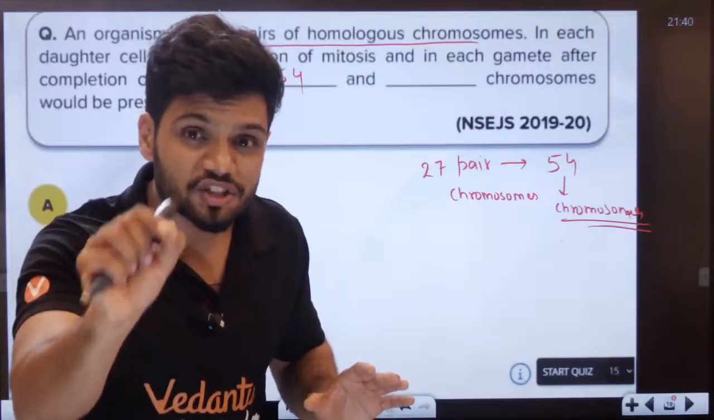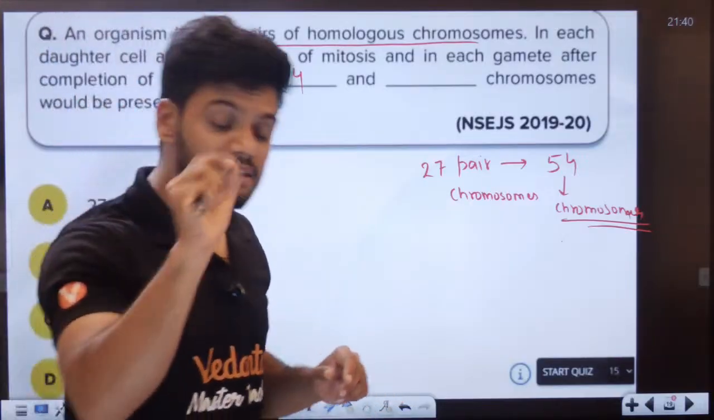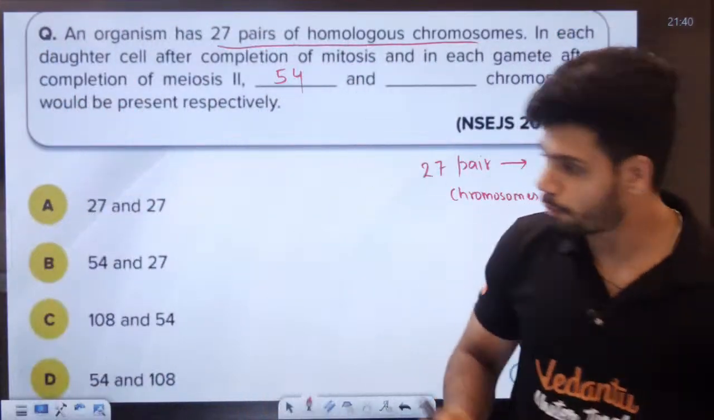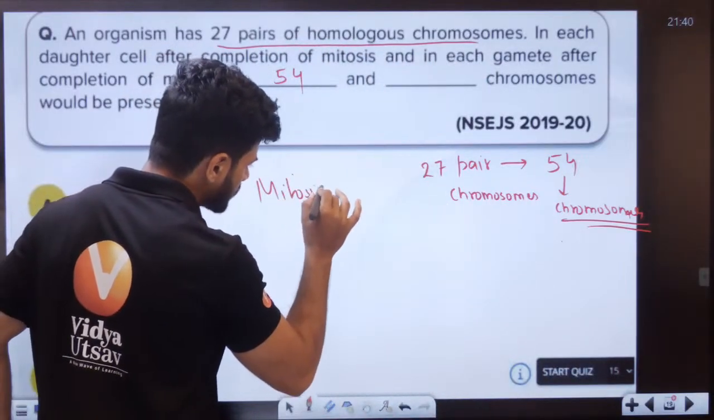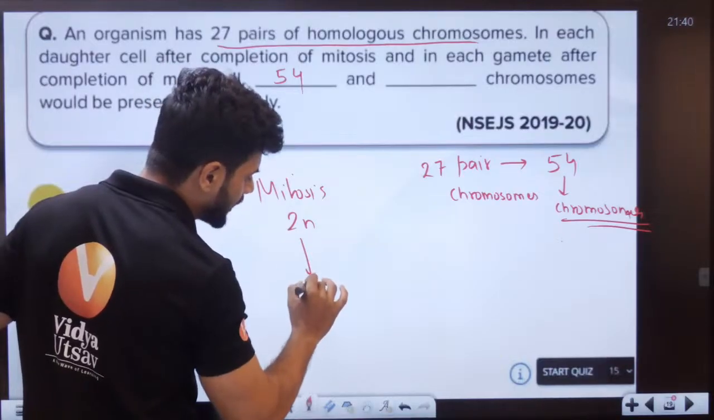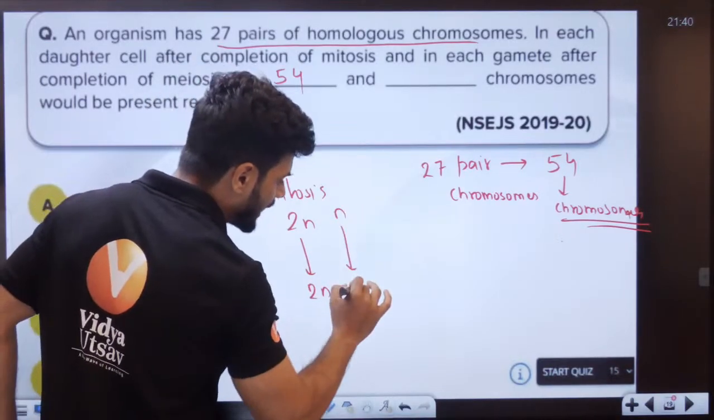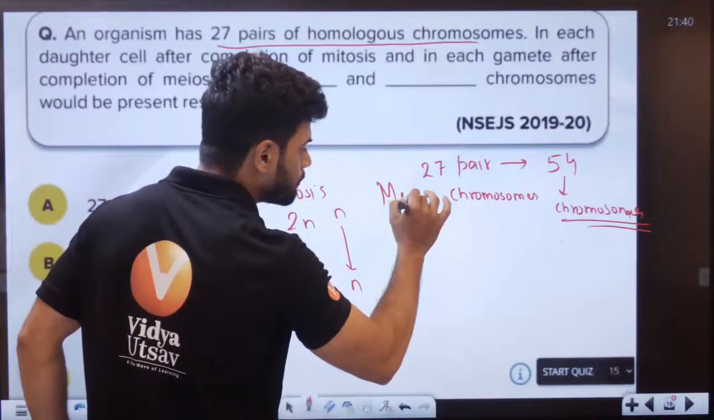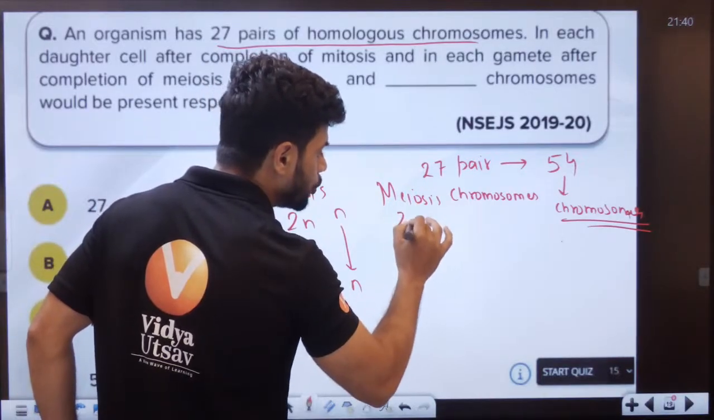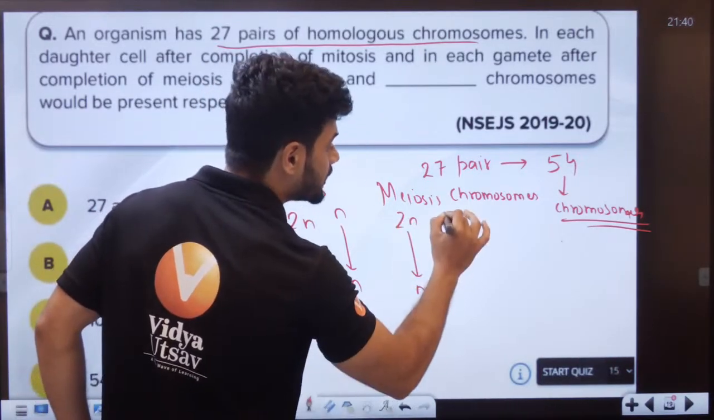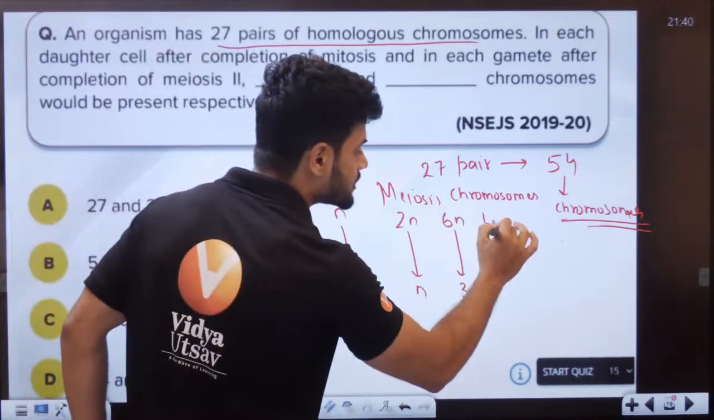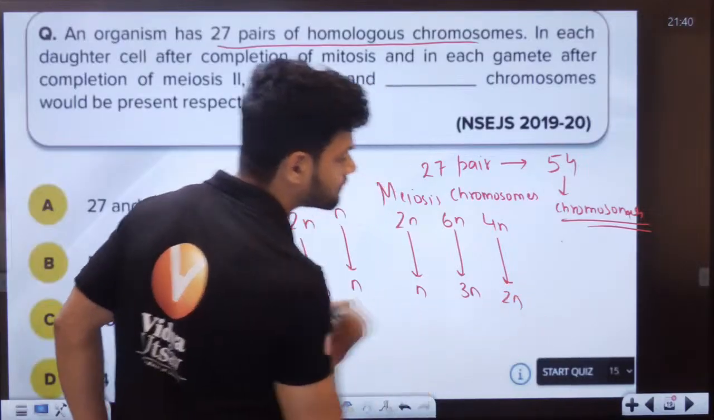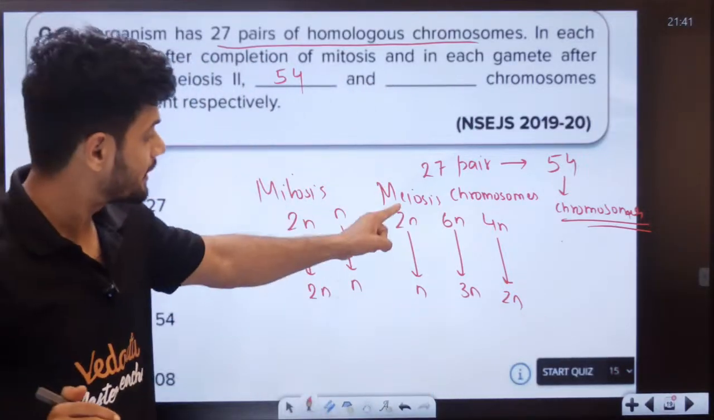But does it change in meiosis? Yes. Chromosome number, students, remember, in mitosis, 2n will remain 2n, n will remain n. But in the case of meiosis, 2n will become n. Right? 6n is going to become 3n. 4n is going to become 2n. There is a reduction division happening in meiosis.